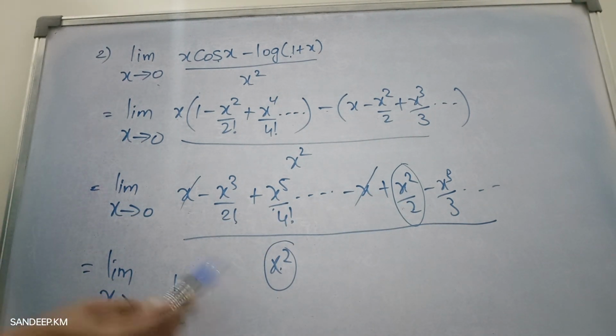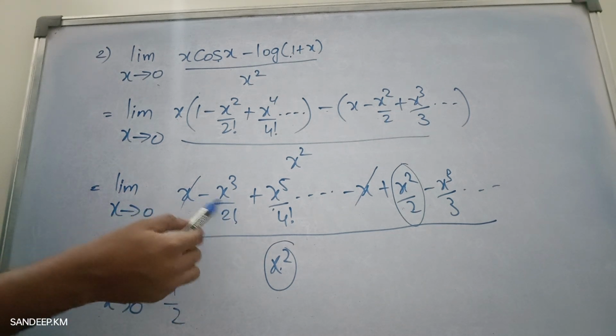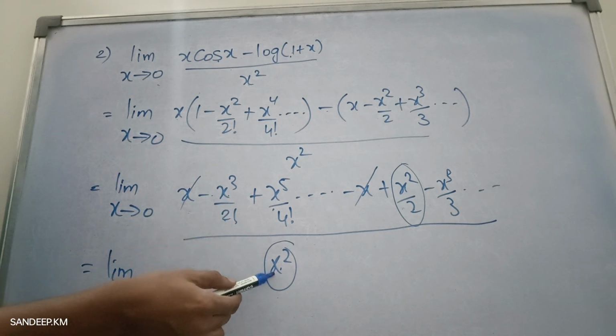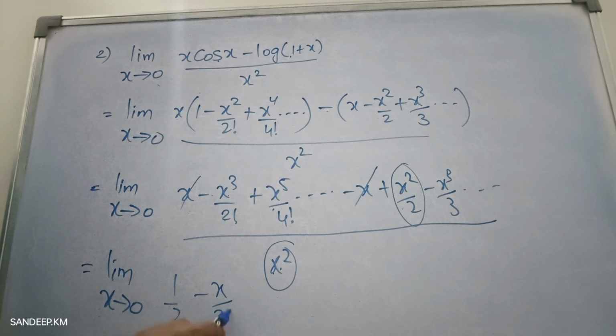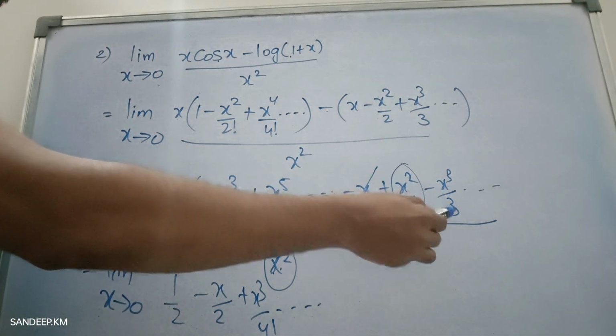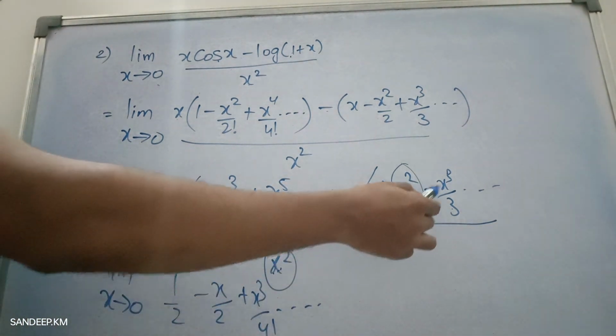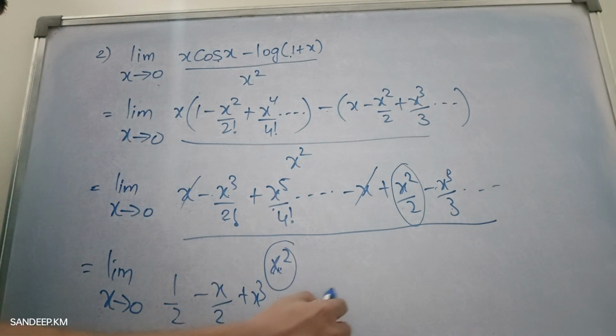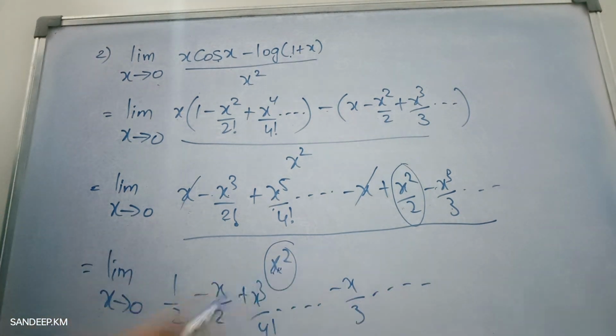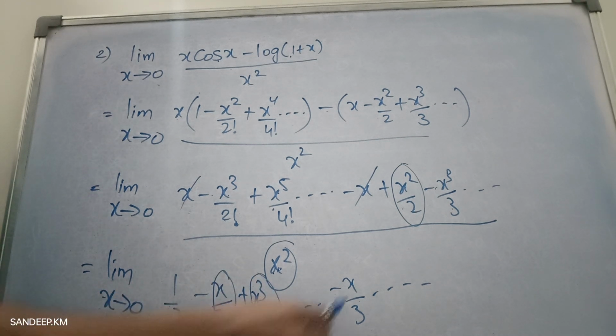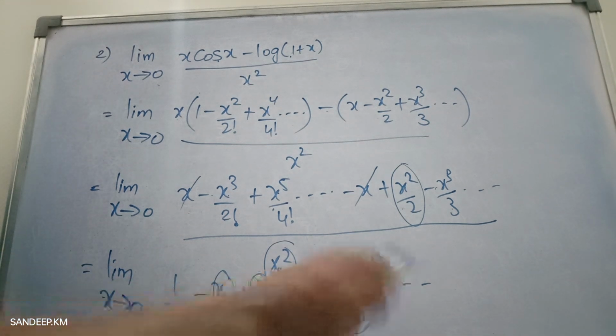Correct? Next, here minus x cube by 2 factorial divided by x square. What is it? Minus x by 2 factorial, which is 2. X power 5 by x square is x cube divided by 4 factorial and so on. Minus x cube by 3 divided by x square is minus x divided by 3 and so on. Substituting x as 0, this term is gone, this term is 0, this term is also 0. All the remaining terms are 0 only.